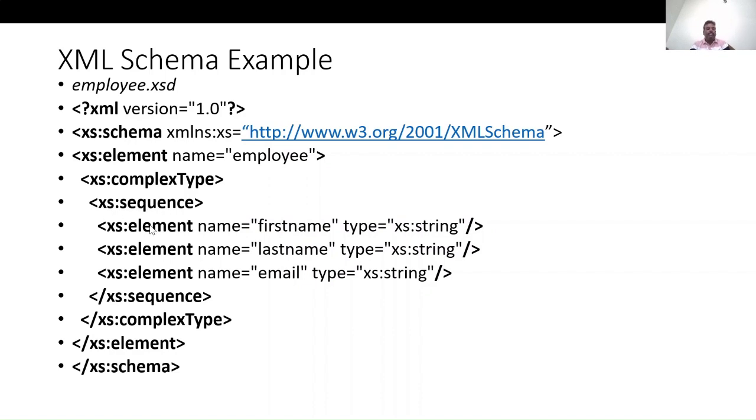Inside the sequence, first an element with name equal to firstname. What type are we going to store? We are going to have a string value. Before everything you have to add xs. Element name lastname, type equal to xs:string. Next element name equal to email, type xs:string. Last, we close the sequence, close the complex type, close the element, and close the schema.